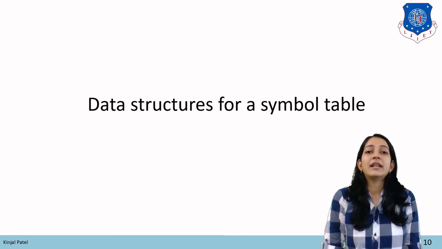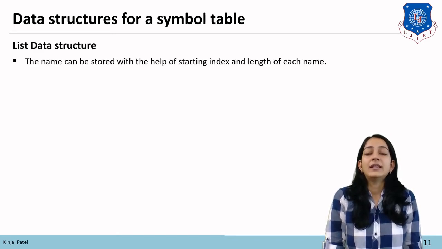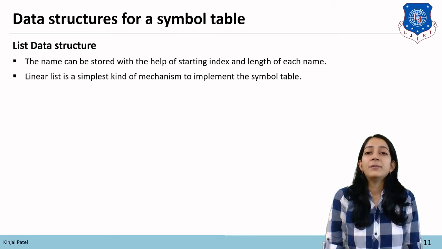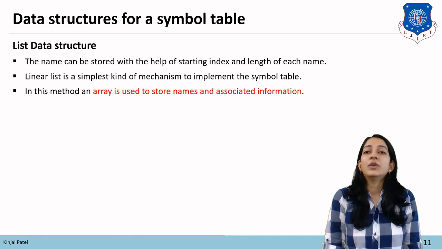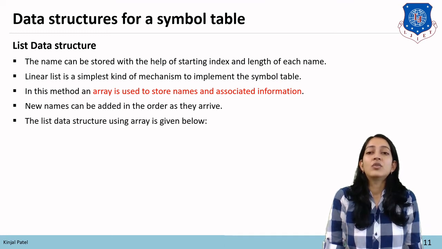Now next is the data structures for the symbol table. There are four data structures which we can use for a symbol table. First one is the list data structure, where the name can be stored with the help of starting index and length of each name. Linear list is the simplest kind of mechanism to implement the symbol table. In this method, an array is used to store the names and associated information, and new names can be added in the order they arrive. So the list data structure using an array is given below.